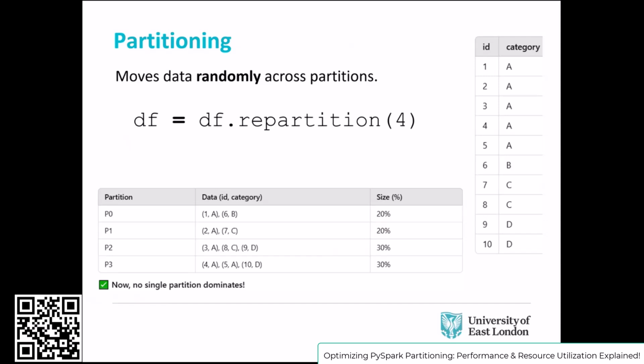A few students said it's okay, we can use repartition, and then we put them into the partitions randomly. Okay, we're going to put it randomly. You see 1A, 2A, 3A, 4A, 5A, and then it's going to distribute it like this. That's perfect. It's fairly distributed, right?